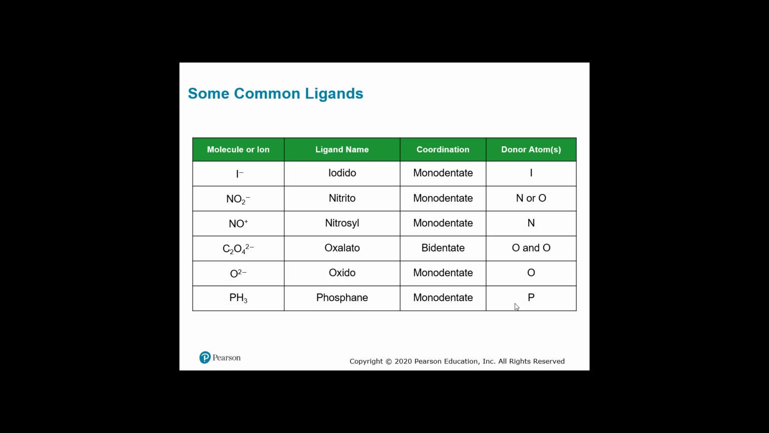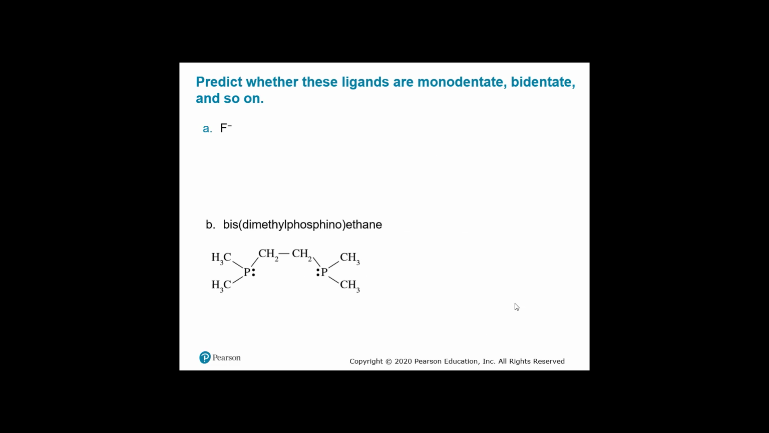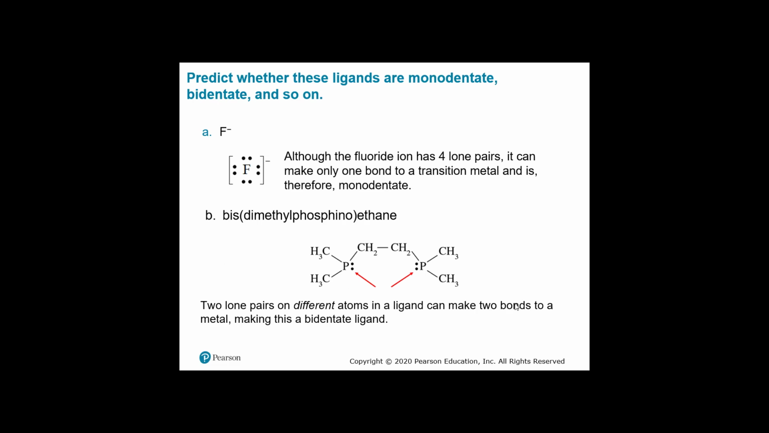So this one covers more information that we haven't covered yet, but this one's actually showing you the ligands themselves. So that's why we have a lot of slides in this. Predict whether these ligands are monodentate, bidentate, and so on. So we have fluorine. Let's look at fluorine. We have a fluoride ion.